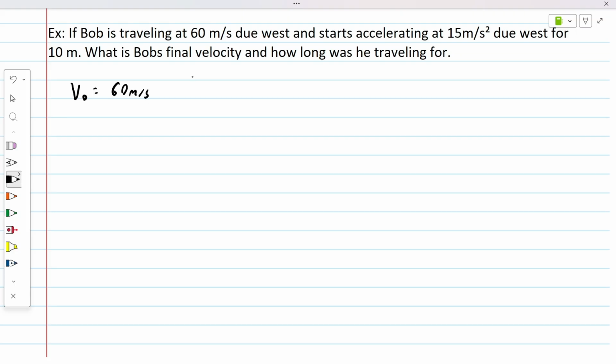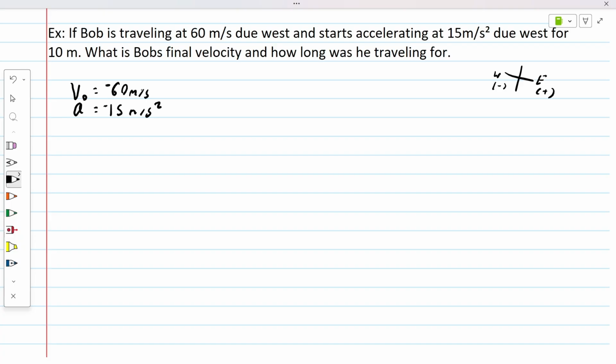And we know it's due west, so if we have our compass over here, we'll just draw it over here. Typically we'll use west as the negative since it's to the left. So we'll denote west as negative, and we'll make this value a negative, and from now on any west directions will be negative and east will be positive. We also know that he starts accelerating at 15 meters per second squared due west for 10 meters. So his acceleration is equal to 15 meters per second squared, and since that's also due west, we'll have it in the negative direction.